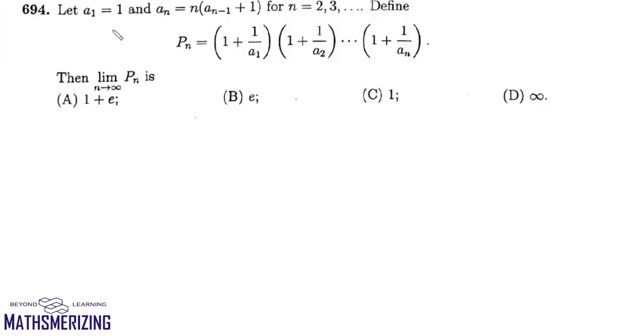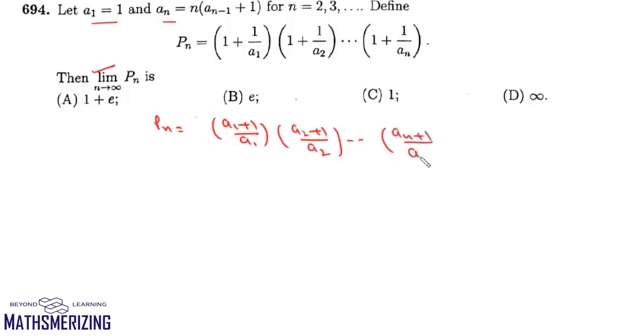Now here the question is, let a1 equals 1 and an equals n into an minus 1 plus 1 for n equals 2, 3, 4. Define Pn as 1 plus 1 upon a1 into 1 plus 1 upon a2 up to 1 plus 1 upon an. Then we need to find the limit n tends to infinity Pn. Now we can write this Pn as a1 plus 1 upon a1, a2 plus 1 upon a2, and in the same way it goes up to an plus 1 upon an.